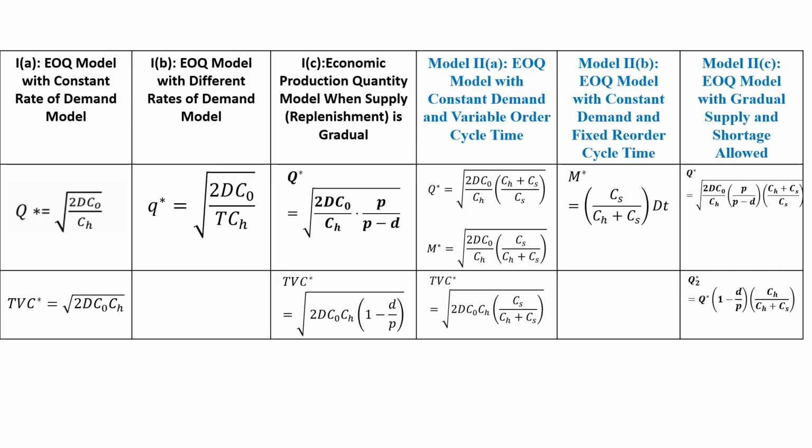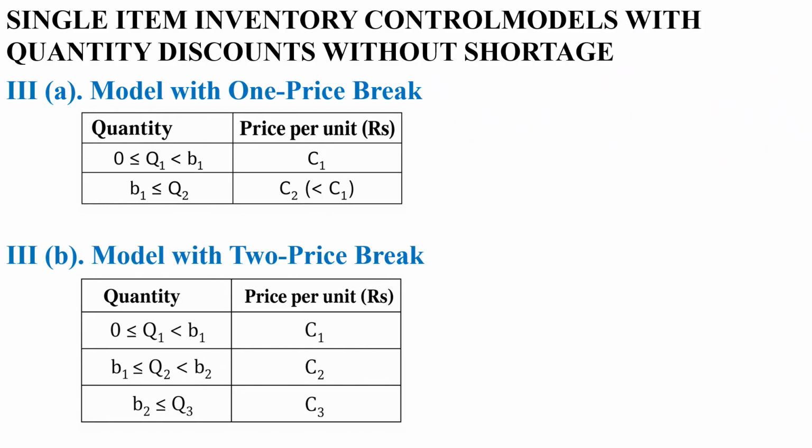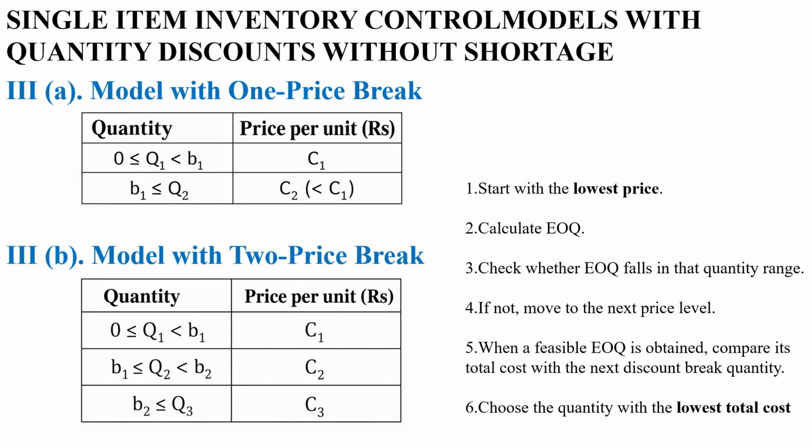And this is the summary of all the 6 models. And next models are model 3A and 3B, the model with 1 price break and the model with 2 price breaks. So for these models, the procedure is the same.